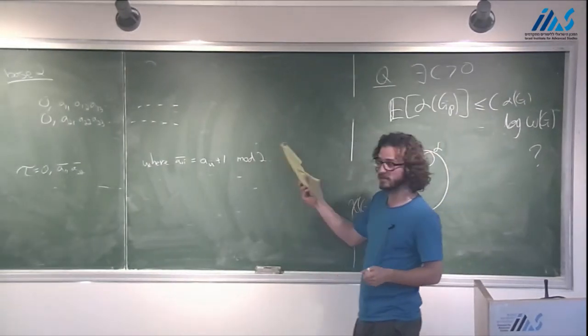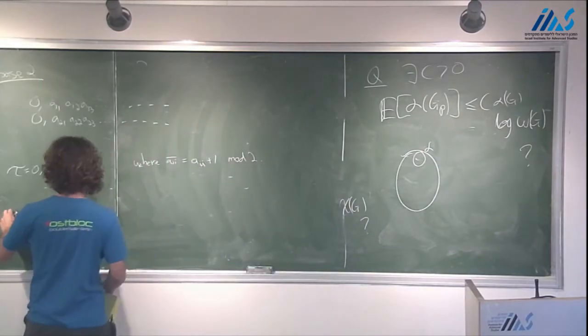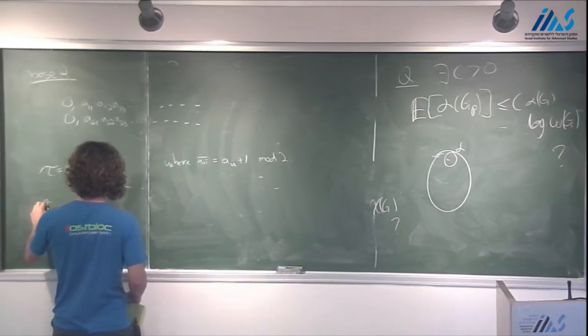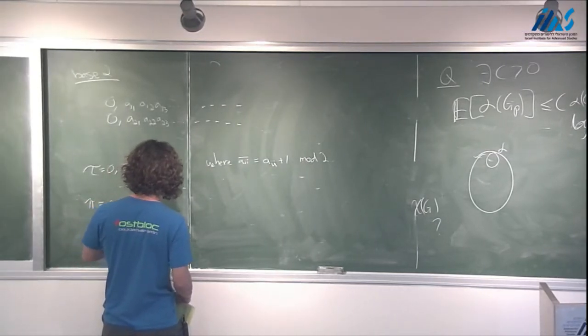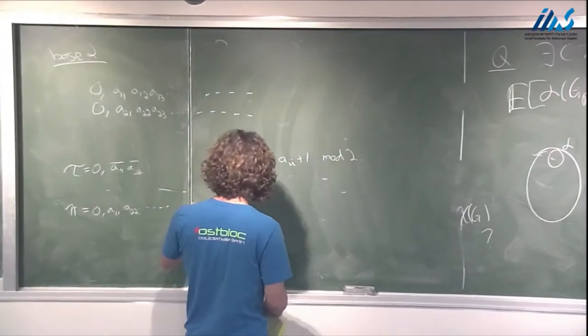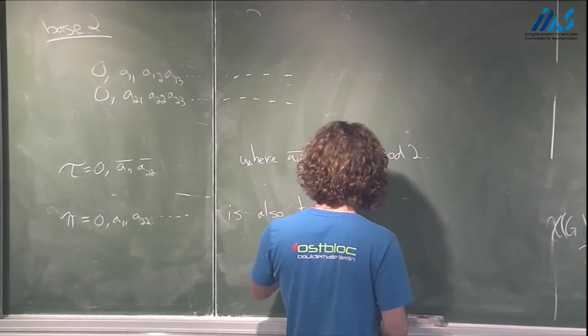But actually the fact is the following: let's say pi is 0 point a11, a22, dot, dot, dot, then that number is also transcendental.